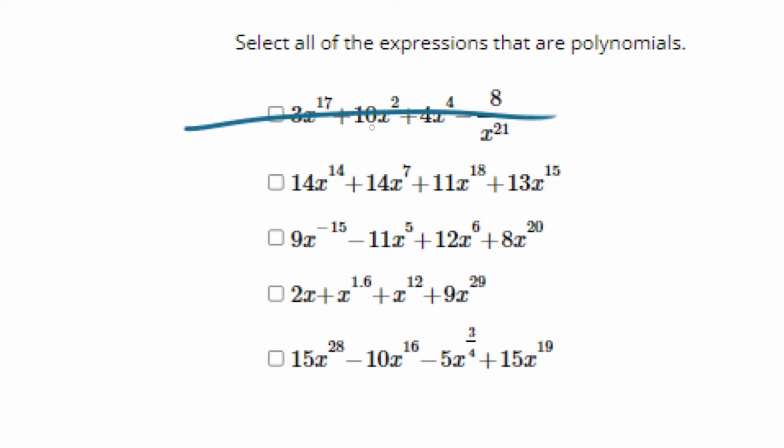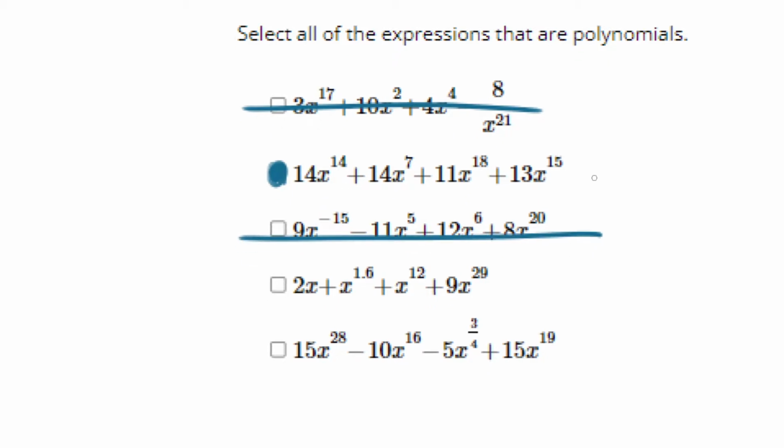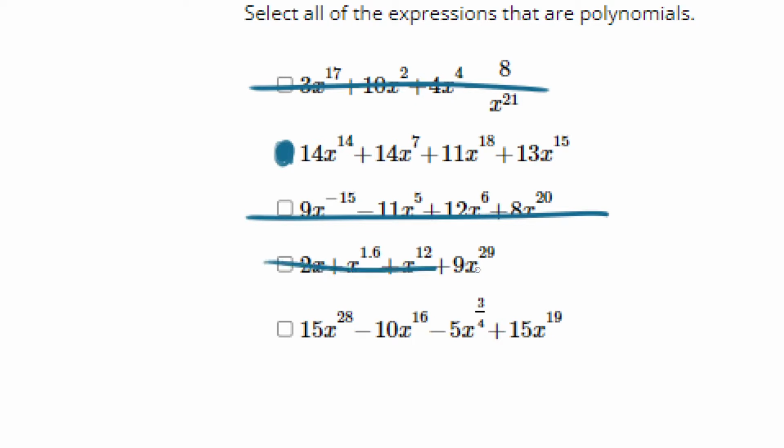So this is not a polynomial because we have an x in the denominator. This is a polynomial because all of them are integer exponents and there are no x's in the denominator. This one is not a polynomial because there's a negative exponent. This one is not either because there's a 1.6. And this one is not because this is 3/4. So it's only this one that's a polynomial.